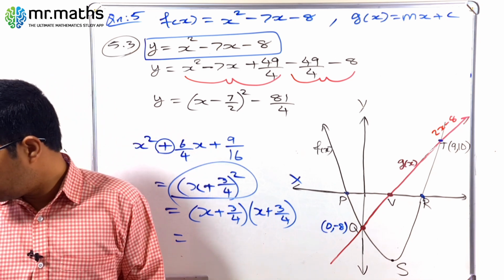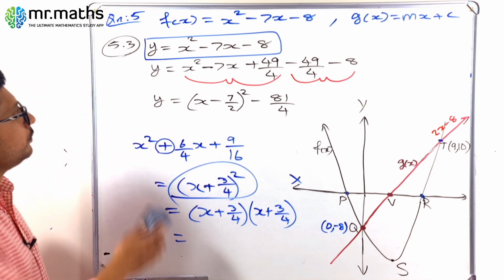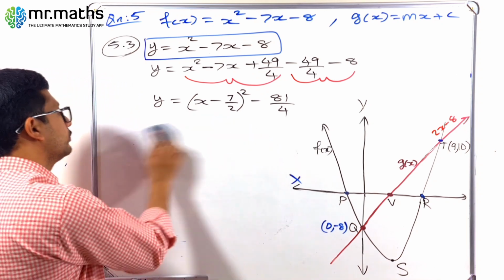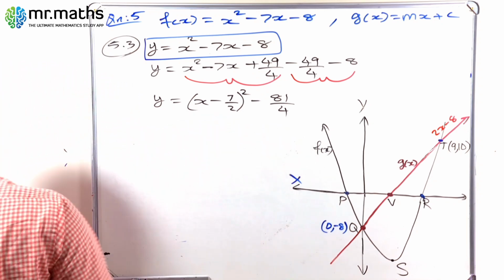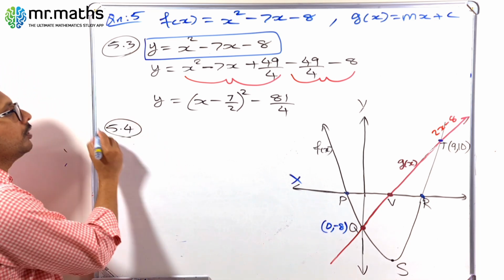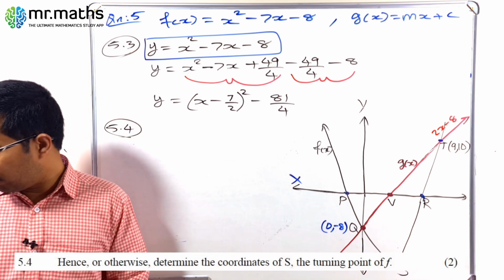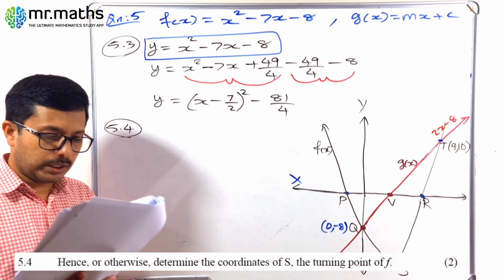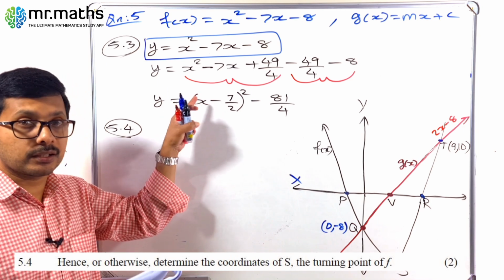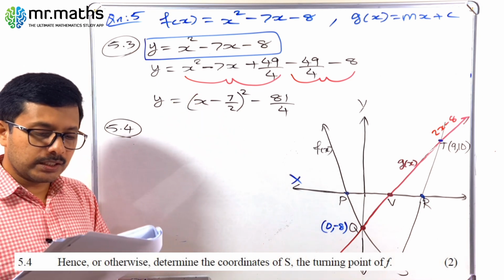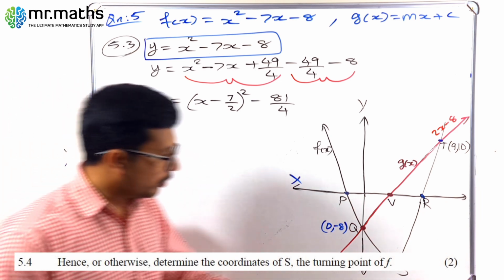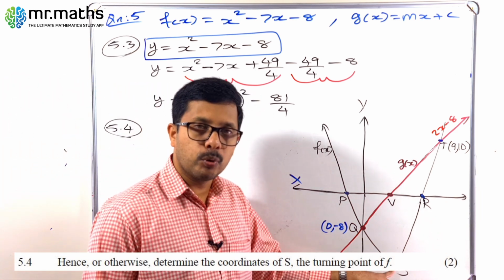Now let's move to the next question, 5.4. Question number 5.4. Hence or otherwise. Hence or otherwise means we can use this answer. Otherwise, determine the coordinates of S, the turning point of f. So you have to find the coordinates of this turning point S.